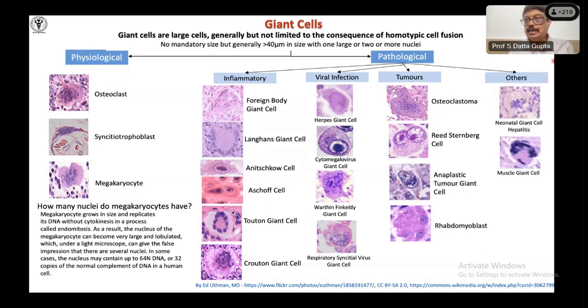Then there are others: neonatal giant cell hepatitis, a large hepatocyte with three or more nuclei, and a muscle giant cell. So you see, this is the list of the various types of giant cells that you see. If anybody asks you as a postgraduate, at least try to tell some of them and classify like this, you'll be able to remember most of them, right?